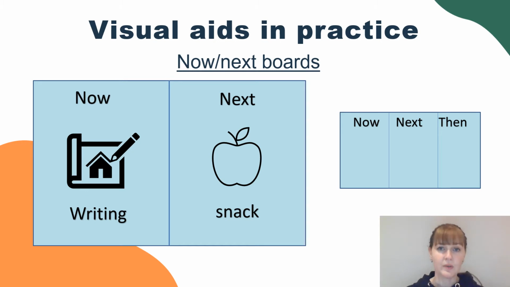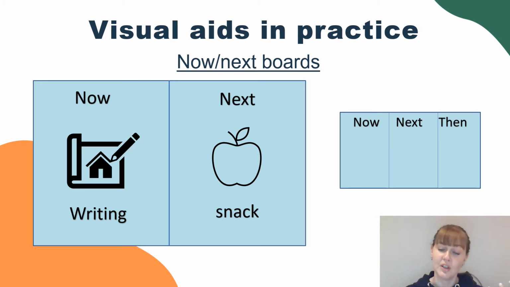Now and next boards, or first and then boards, are best used before a visual timetable because it breaks it down into even smaller pieces than the visual timetable. Start with a symbol or a photo of what will happen now. In this example in front of you, we have writing now, and then a symbol of what is next, for example, snack. When starting to use these boards for the first time, it's good to have the next activity as something that is motivating to the child.